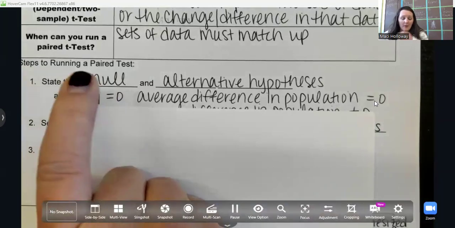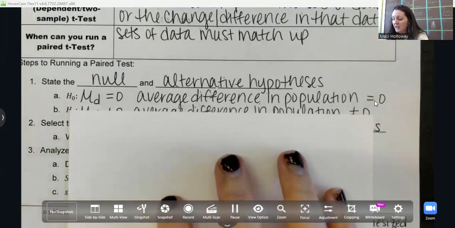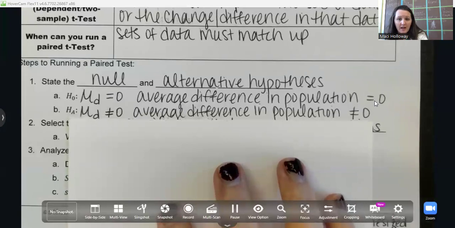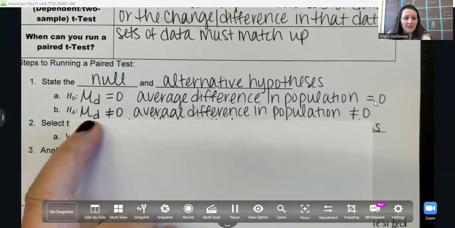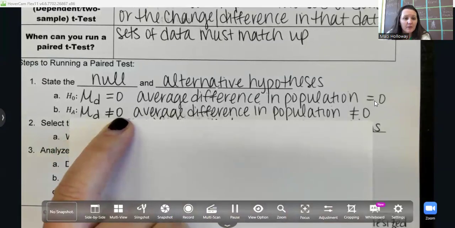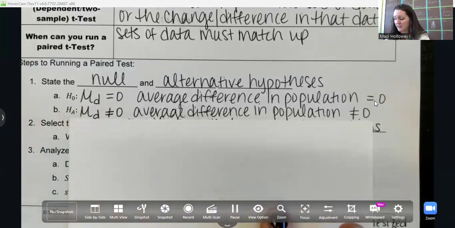So really we may be looking at two of the same sample. Like if I'm doing pre and post test, it would be of the same student, right? So are the same students, is their difference 0? And then my alternative hypothesis is that the average difference in population does not equal 0. So that indicates that there is a change from the beginning sample to the second sample. So this is the mean differences in the population does not equal 0. So these will be our typical null hypothesis and alternative hypothesis.